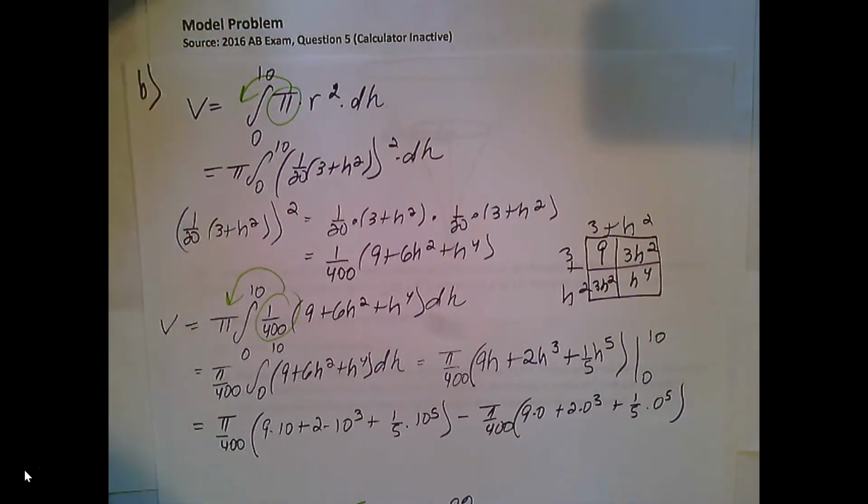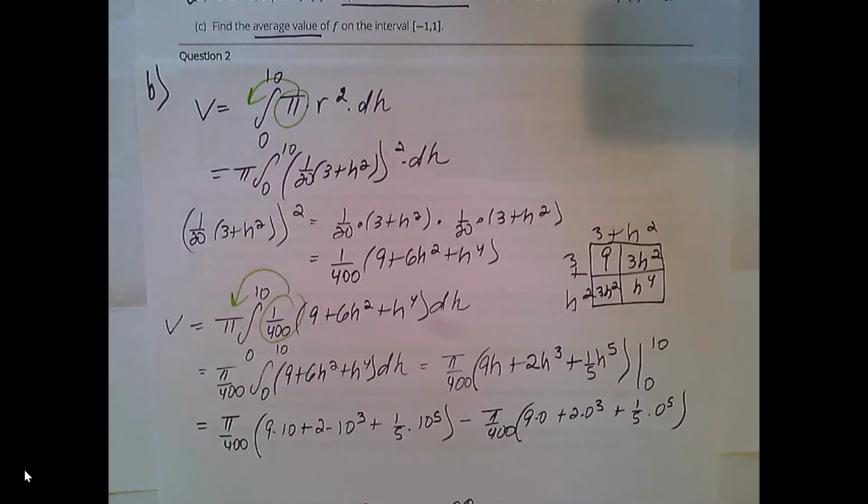That is your final volume. There is absolutely no need for you to simplify. If, however, you decide you want to get some practice, this will simplify to 2,209 pi over 40, and the units will be cubic inches.